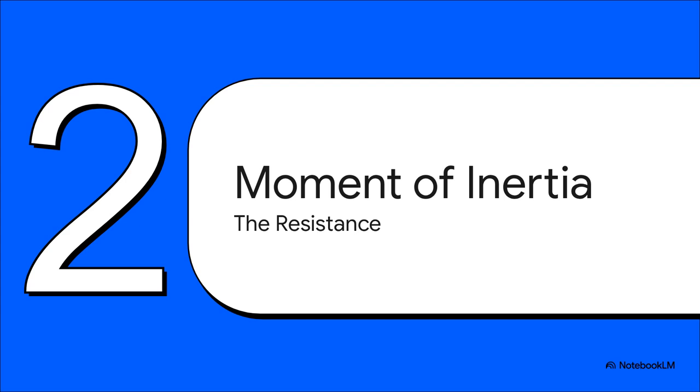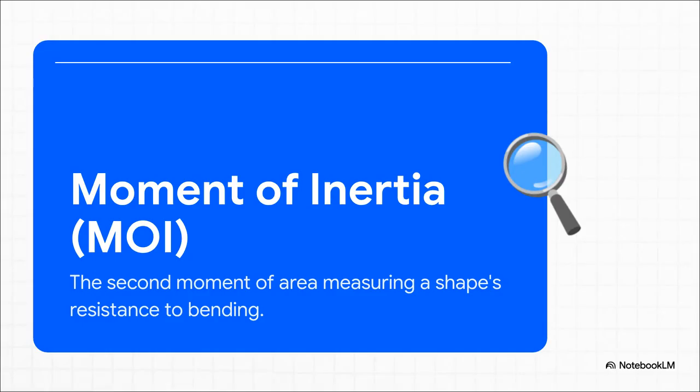Finding the center is awesome, but the real world involves physical stress and some really heavy loads. And this brings us to what is arguably one of the most vital concepts in all of mechanics, the moment of inertia, or MOI. You'll also hear it called the second moment of area. But what does that actually mean in plain English? Basically, it measures a shape's resistance to bending.